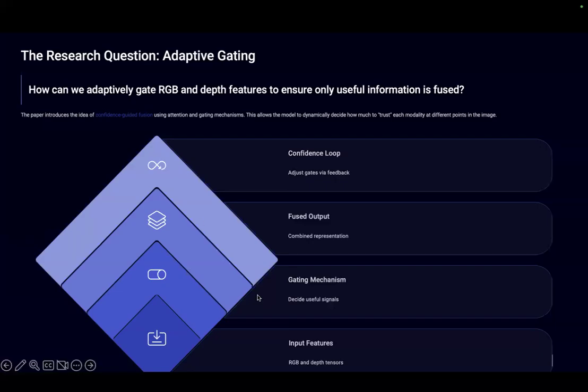Okay. So this is the basic idea which they have proposed in a very simple manner. We'll see the architecture next. First are the input features, which we know are the RGB and the depth tensors or maps.